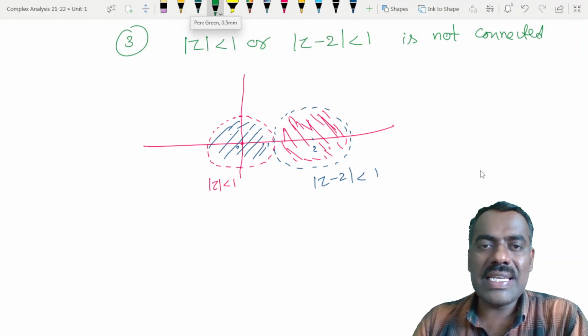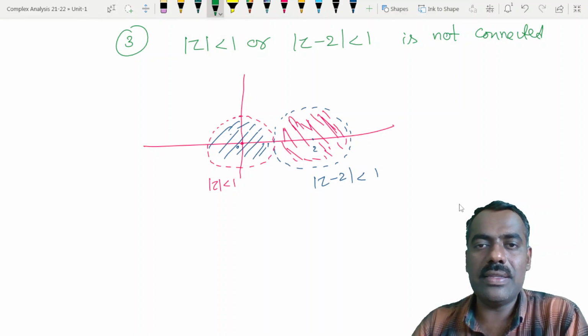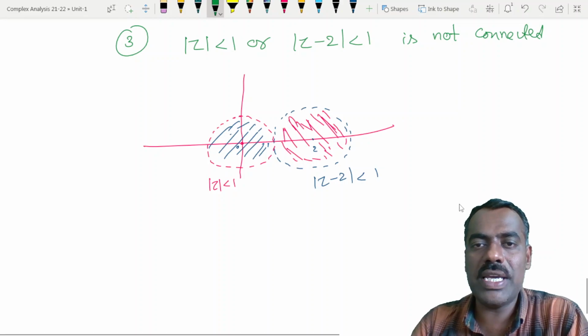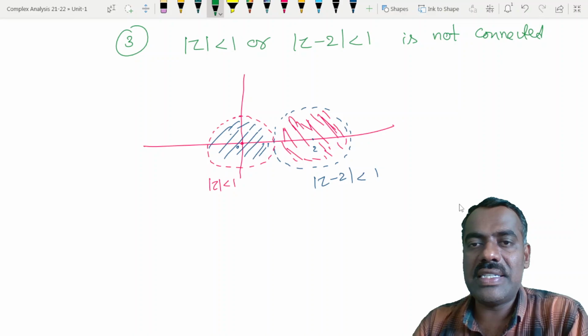Whether one is there in this set? Yes. Is one there in this set? Does one belong here? No, sir, because one is not satisfying this condition.